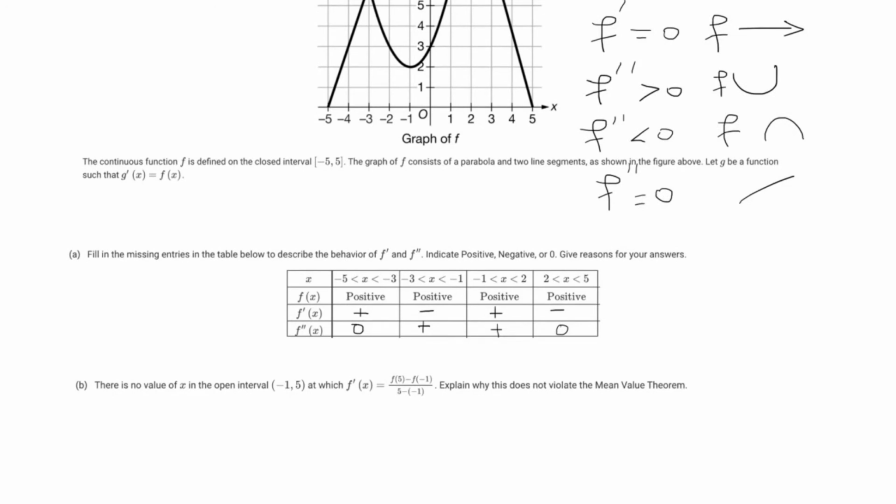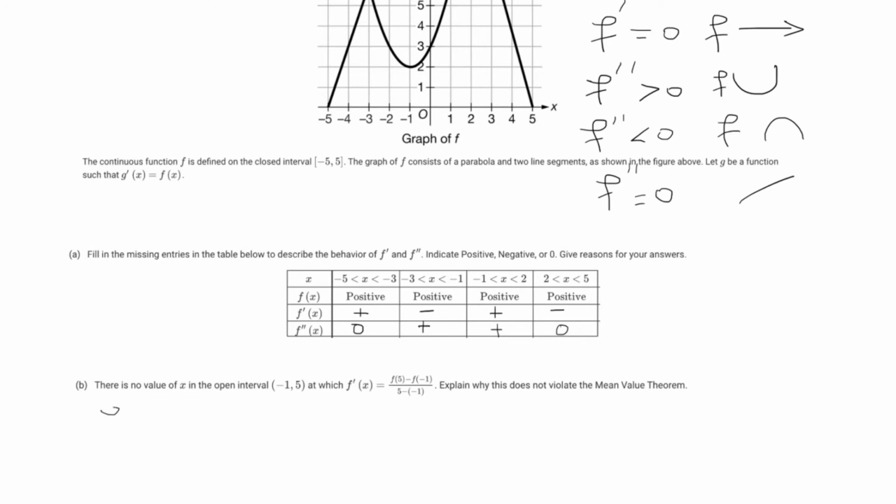Now for part B, we want to see why this does not violate the mean value theorem. Because the mean value theorem would say, okay, there's a value x in the open interval from -1 to 5 such that the slope of the secant is equal to the slope of the tangent. This is saying that there is no value that satisfies this equation.